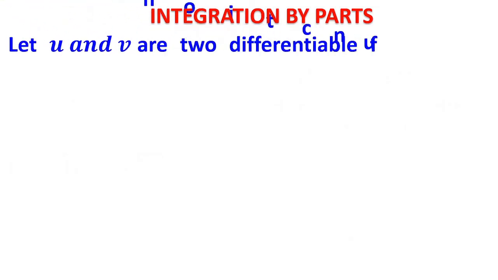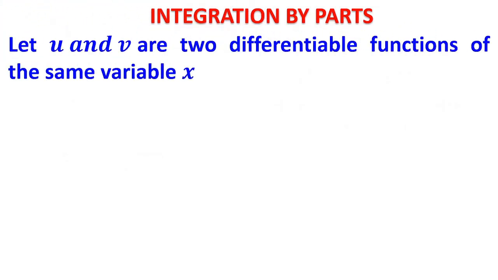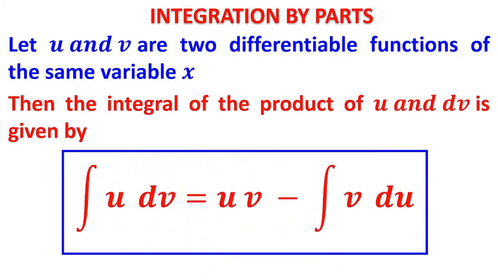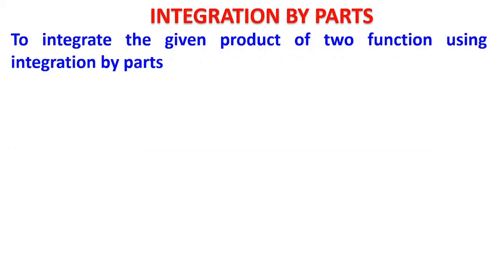Integration by parts. We take u and v as two differentiable functions and we visualize the integral as a product of u and dv, first function into derivative of the second function. Then to integrate it, the answer is uv minus integral v du. That is, u into v, first function into second function, minus integral second function into differentiation of the first function.